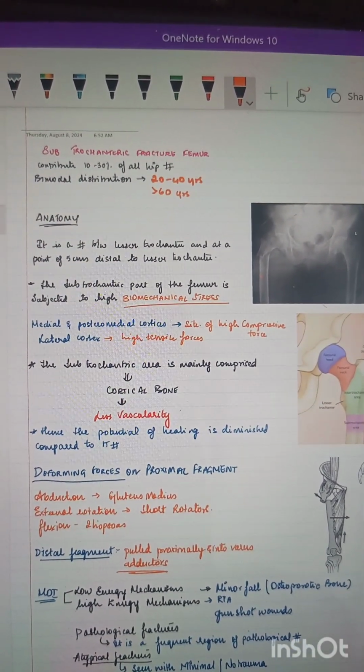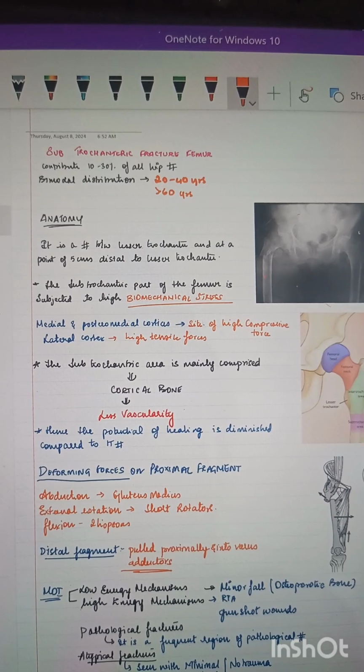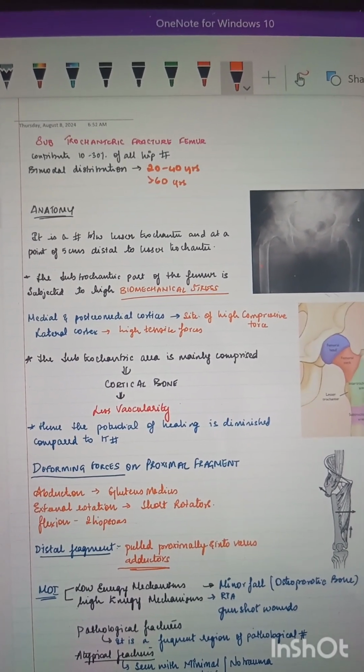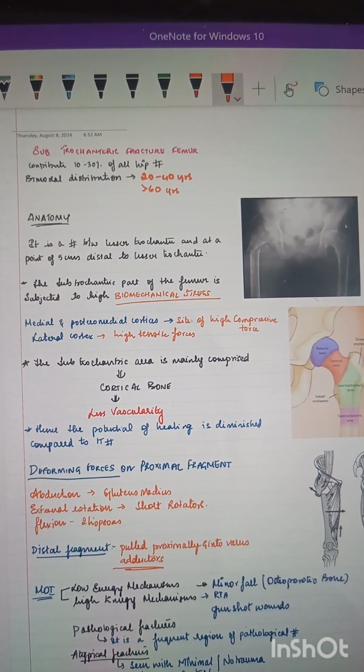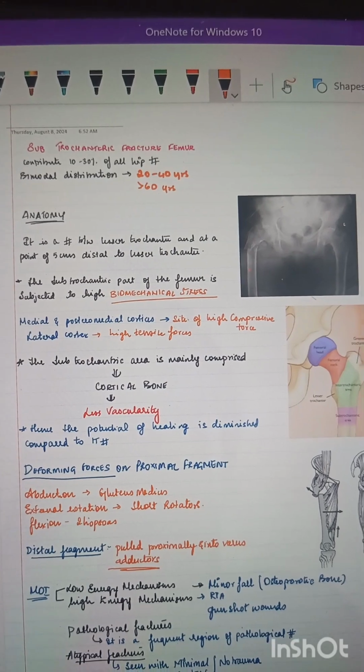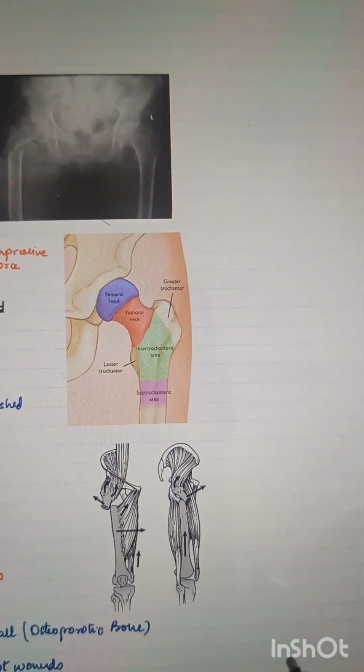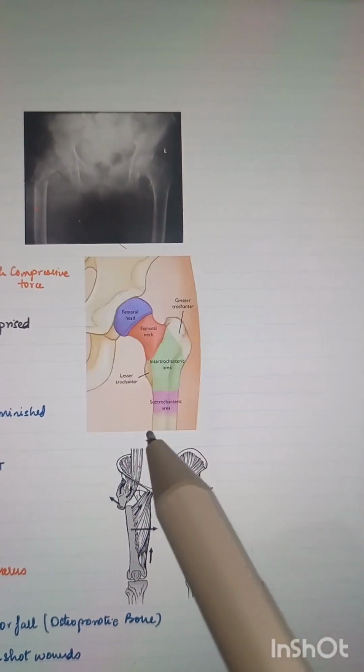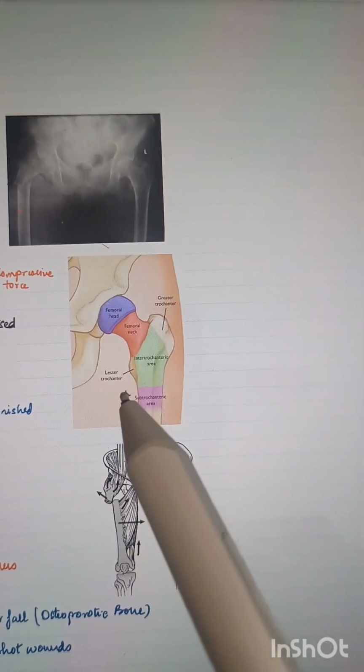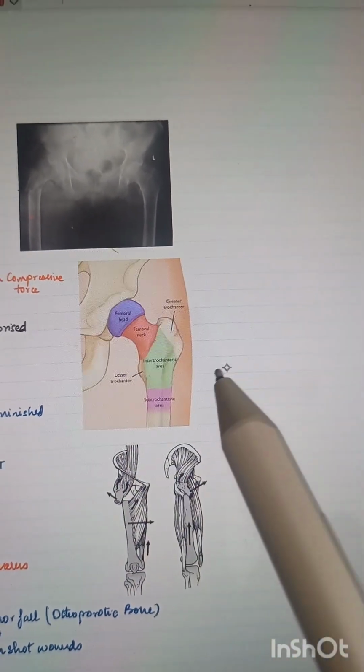The subtrochanteric part of the femur is subjected to high biomechanical stress. Medial and posteromedial cortices are the sites of high compressive forces. Lateral cortex is the site of high tensile forces. So this is the medial cortex and this is the lateral cortex. The medial cortex is subjected to high compressive forces and the lateral cortex is subjected to high tensile forces.